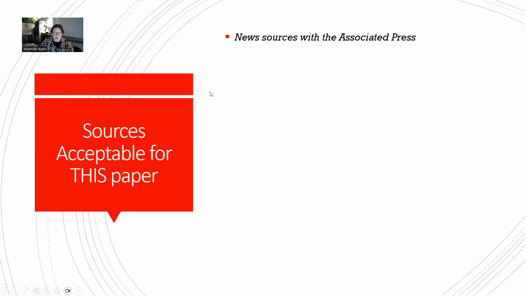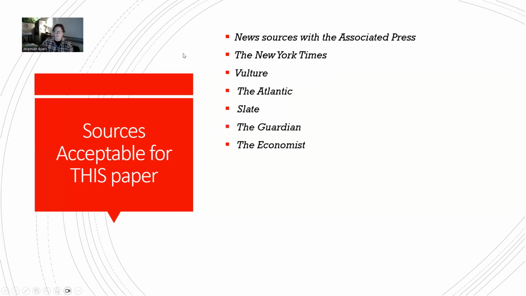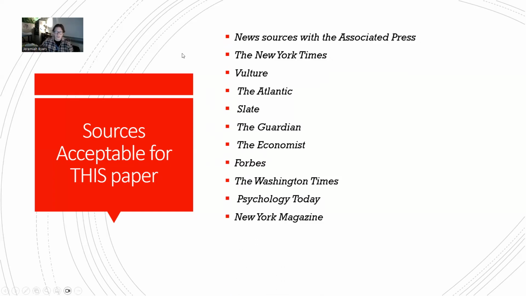So I want you to go to news sources, editorials: the New York Times, Vulture, The Atlantic, Slate, The Guardian, The Economist, Forbes, The Washington Times, Psychology Today, New York Magazine, and they can be very skewed. Rolling Stone, Fox, CNN. There will be times where I'll say you can't use some of these. I'll tell you specifically: can't use these for this paper, you can use these for this paper.